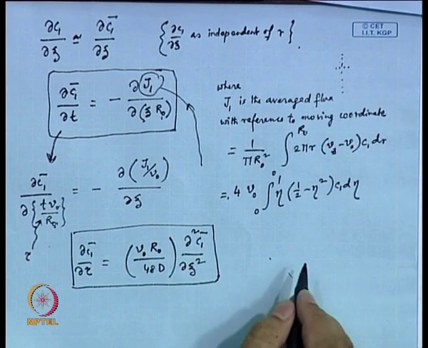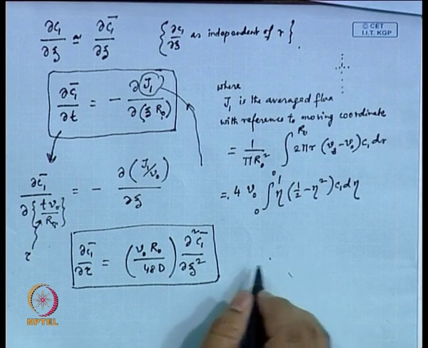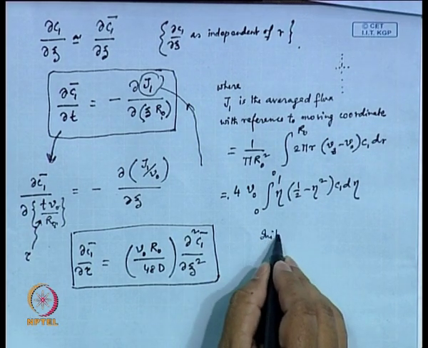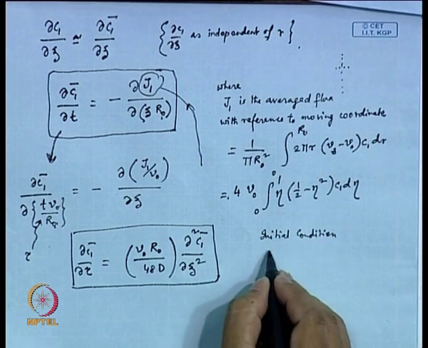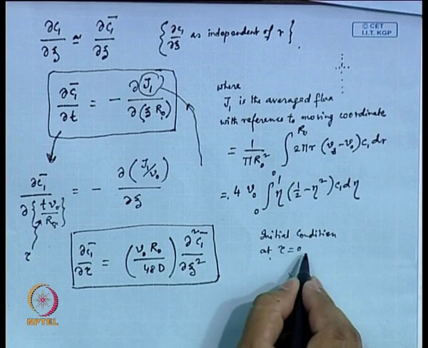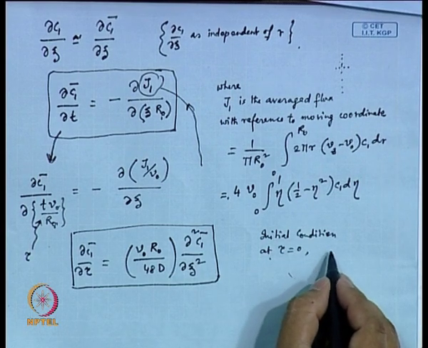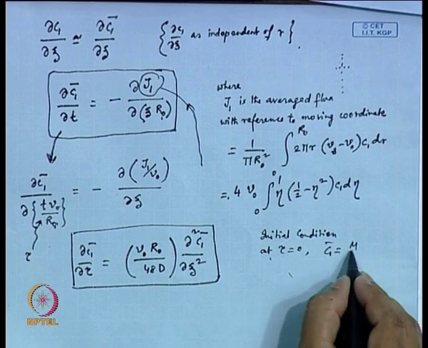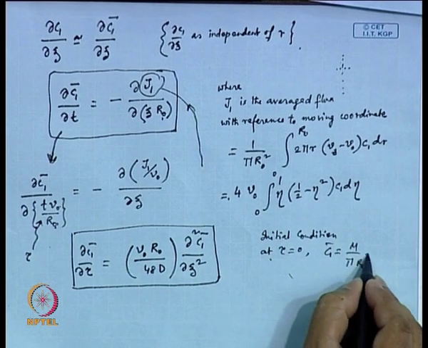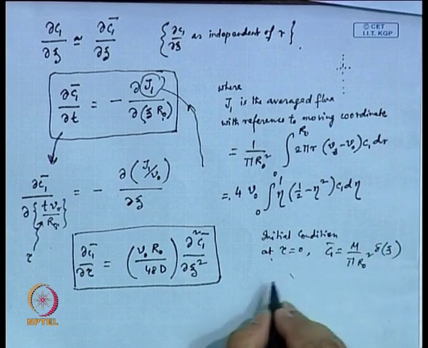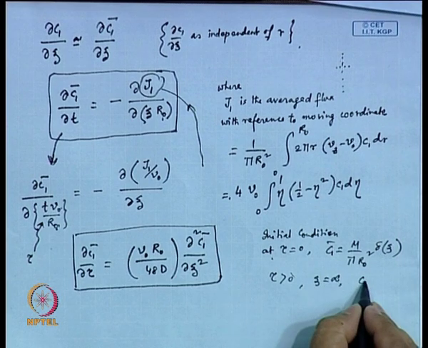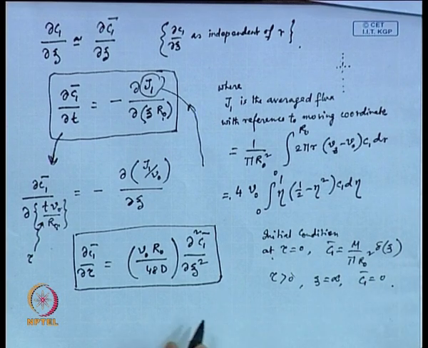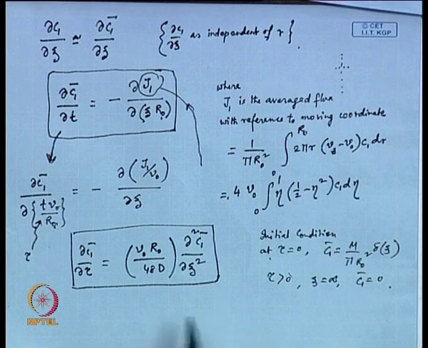And now you will impose those initial and boundary conditions. The initial condition is that at tau equal to 0, for all zeta, C1 bar is equal to m by pi r0 square delta zeta, and for tau greater than 0, at zeta equal to infinity, C1 bar is equal to 0. So, with that you will solve this equation.